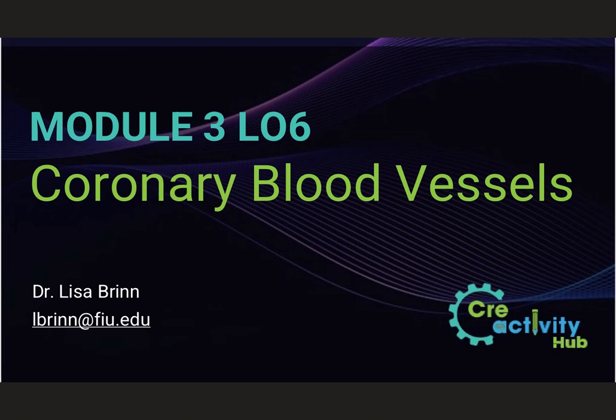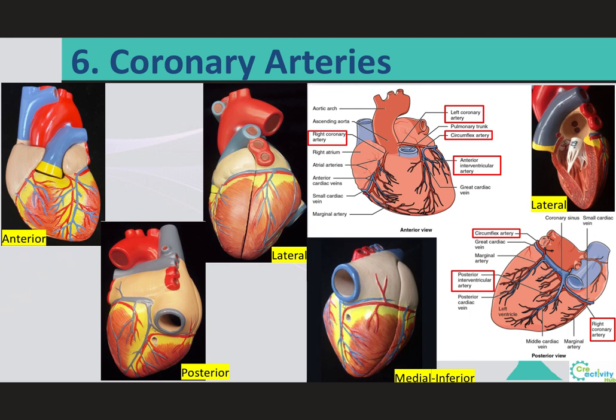Hello everyone, in Module 3, Learning Outcome number 6, which is the last one of this module, we're going to be talking about the coronary blood vessels that will supply the blood to the heart tissue itself. As we know, the heart works continuously, and cardiac muscle cells require reliable supplies of oxygen and nutrients. The coronary circulation will supply the blood to the muscle tissue of the heart, and this coronary circulation includes an extensive network of coronary blood vessels.